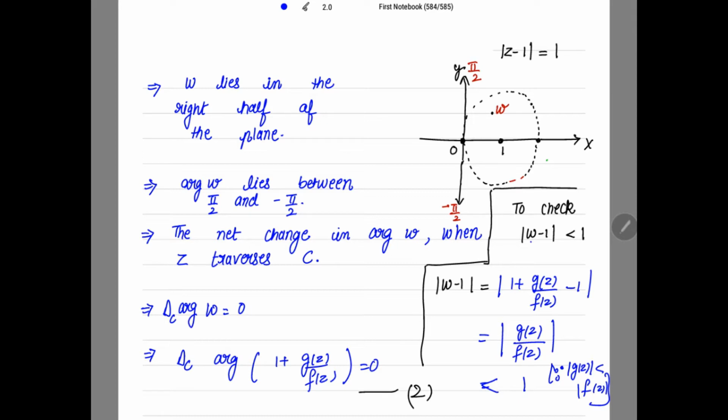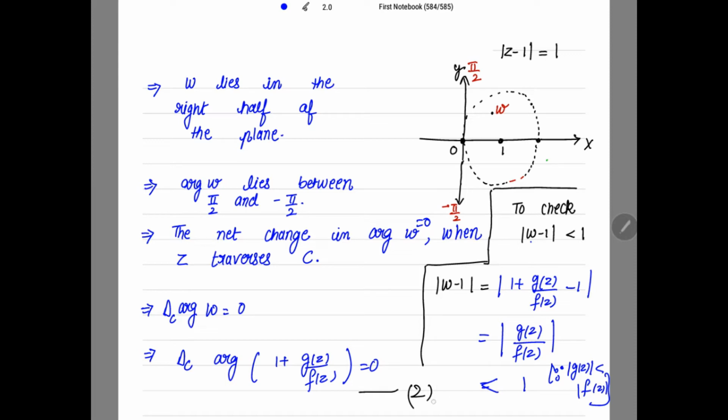What is the meaning of this statement? That argument of w lies between pi by 2 and minus pi by 2, which means the net change in argument of w, that is the variation, is equal to 0 when z traverses C. So the variation in argument of w is equal to 0, where w is nothing but 1 plus gz over fz. So we are saying that delta C argument w equal to 0 means delta C argument of 1 plus gz over fz is equal to 0.